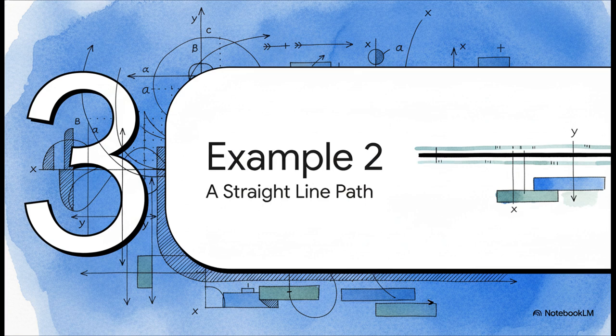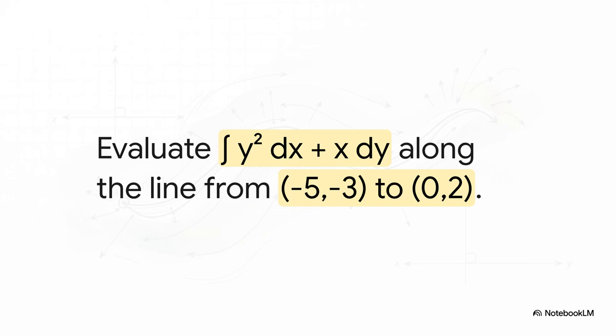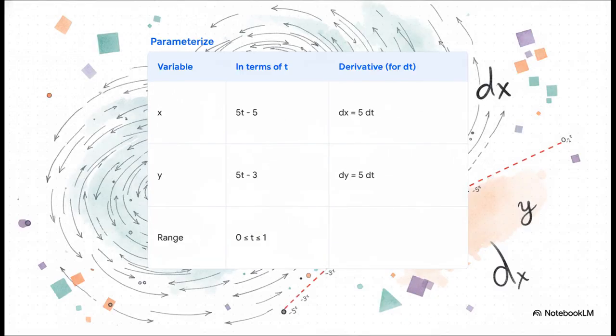But what about a boring old straight line? Well, the process is exactly the same, but how we parameterize it looks just a little bit different. For our second problem, we're integrating y squared dx plus x dy along the straight line segment that connects the point -5, -3 to the point 0, 2. Step 1. Parameterize. Now for a line segment, there's a standard formula we can use.